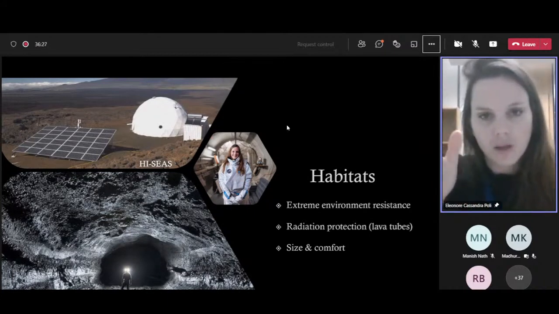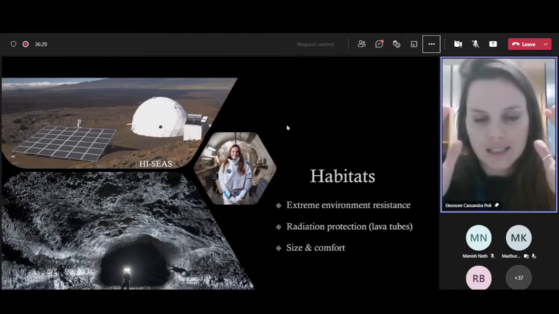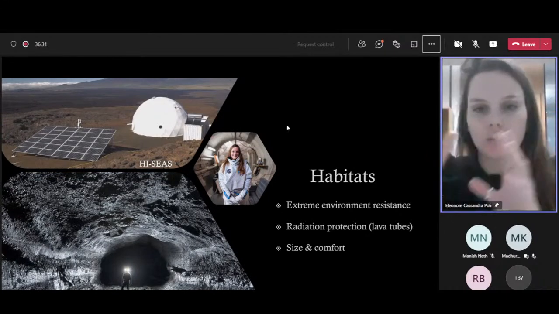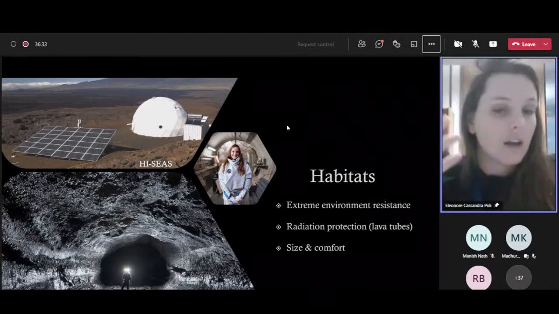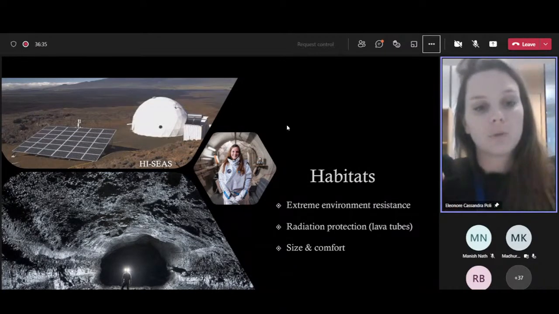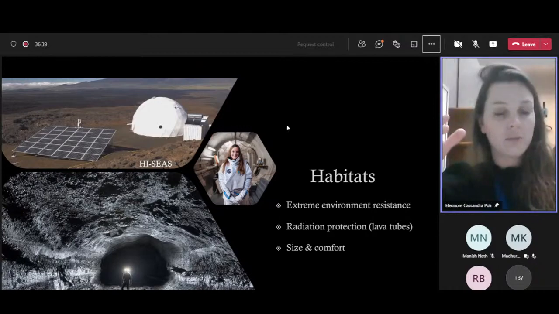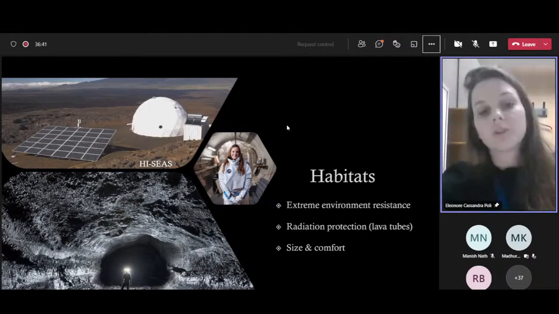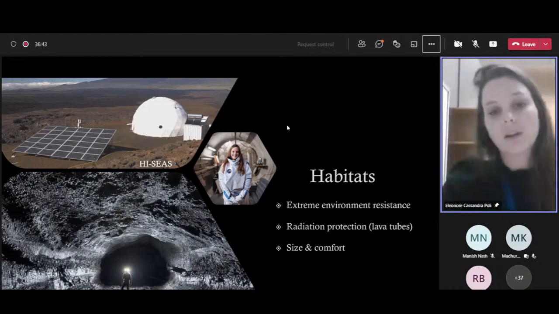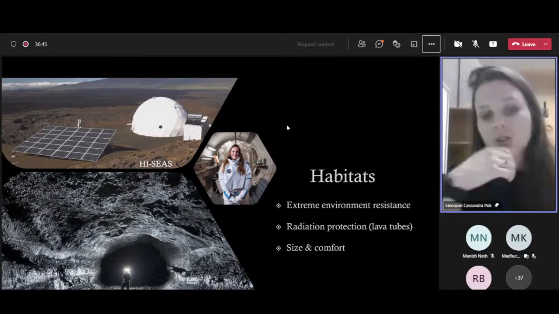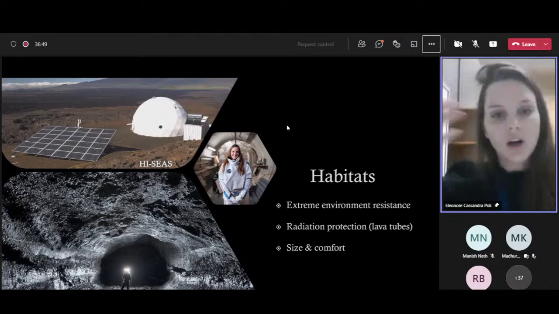So what do you do? You find a naturally existing habitat on Mars or on the moon. One of these is lava tubes. They exist in formation and form those kinds of pockets that you see. They can be really small, but they can also be quite large, and they provide natural shielding from radiation. In addition, if you have those big tunnels, it means you can also have a larger size and comfort.